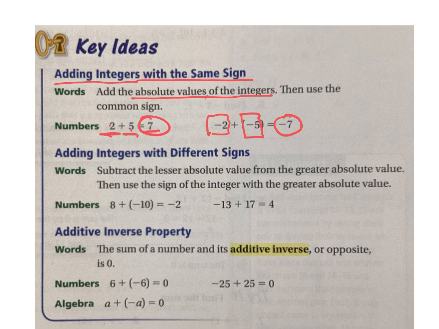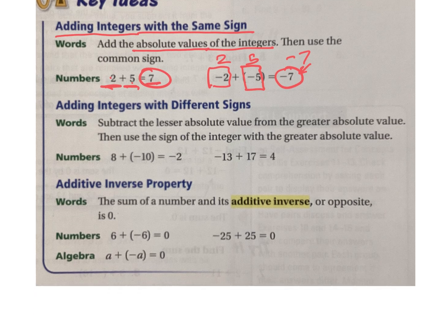Absolute value of negative 2 is 2. Absolute value of negative 5 is 5. You add those two together. 2 plus 5 is 7. And then you use the common sign, which in this case is negative. So it is a negative 7, which we have right there. All right. Adding integers with the same sign is pretty straightforward.